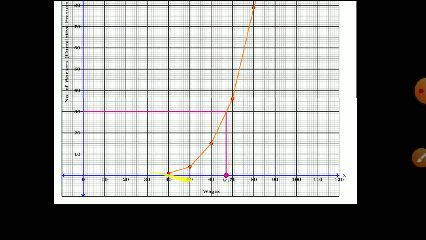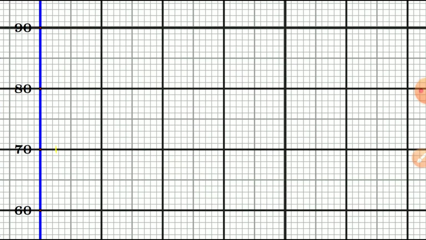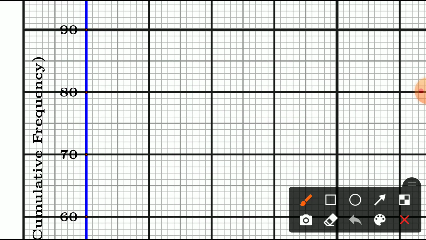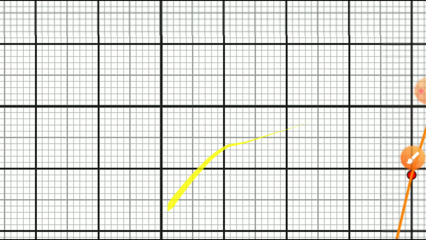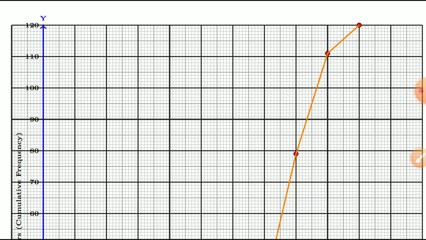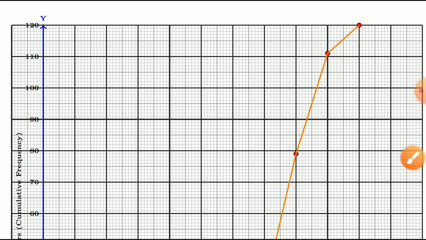Similarly, to find q3, we find where 90 is on the y-axis. So here is 90, and from that 90 we draw one horizontal line, and it crosses our graph at this point, and from this point we draw the perpendicular on the x-axis.